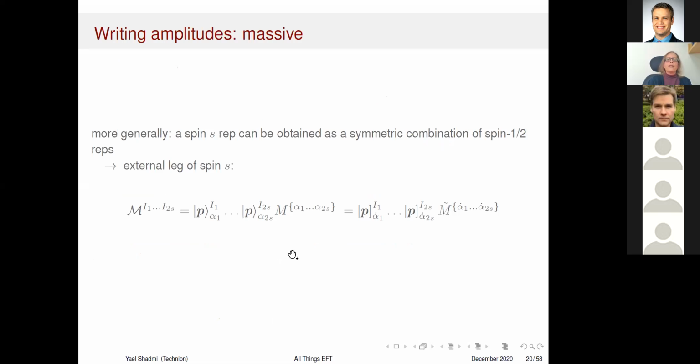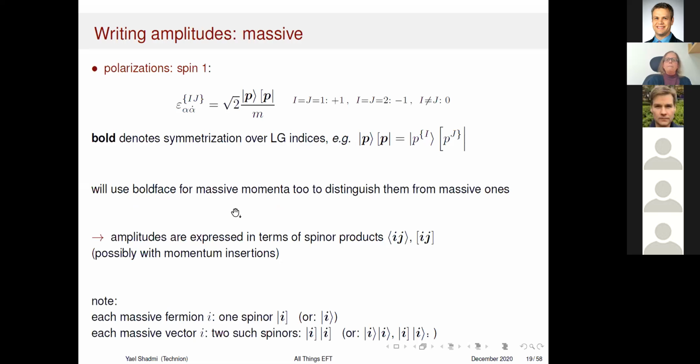Okay, so amplitudes are expressed in terms of these spinor products at the end of the day. Some that are angle, some that are square, and possibly we have momentum insertions inside. And again, in this case, each massive fermion comes with one square or angle spinor, and each massive vector comes with 2 of these.